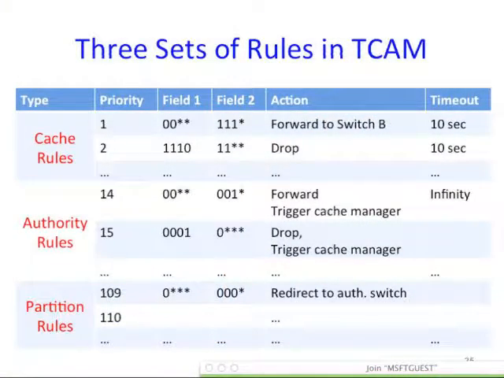And there are different priorities among these rules. If a packet matches the cache rules, it can be processed directly, so cache rules have the highest priority. And the partition rules have the lowest priority, because if a packet doesn't match any of the cache rules or the authority rules, it will certainly match one of the partition rules. And with these partition rules, we can always keep the packets in the data plane.